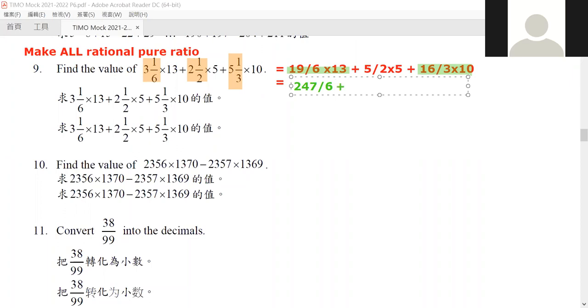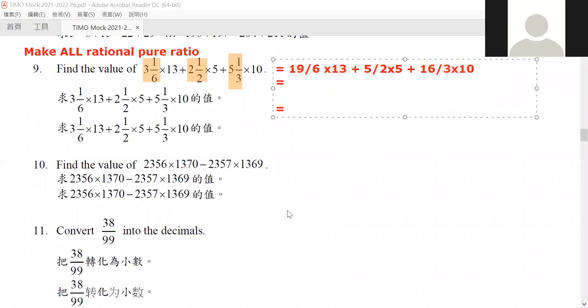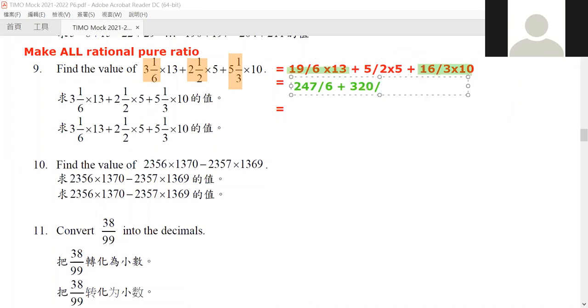Now our final term will be 16/3 times 10, or 160/3. And then later on, we combine the two and add up the final one. Now we want to combine the green part first. If we combine the green part, what we get is the following. Instead of 160/3, it will be 320/6. So if we add them together, it will be equal to 567/6.